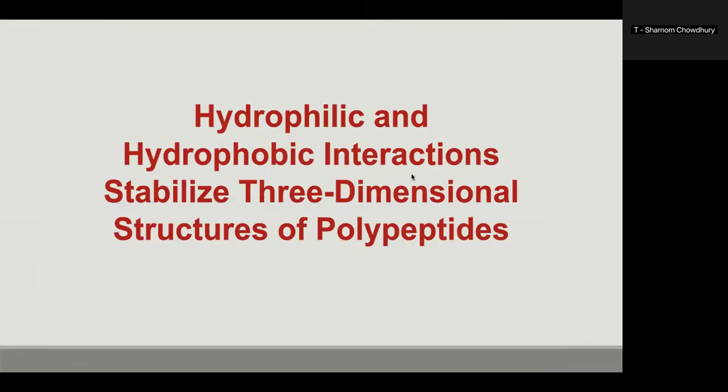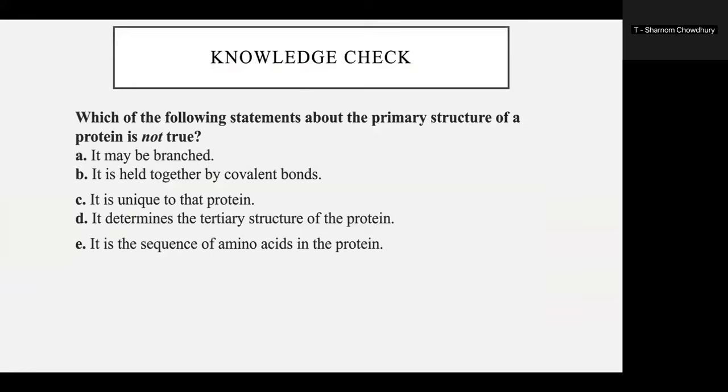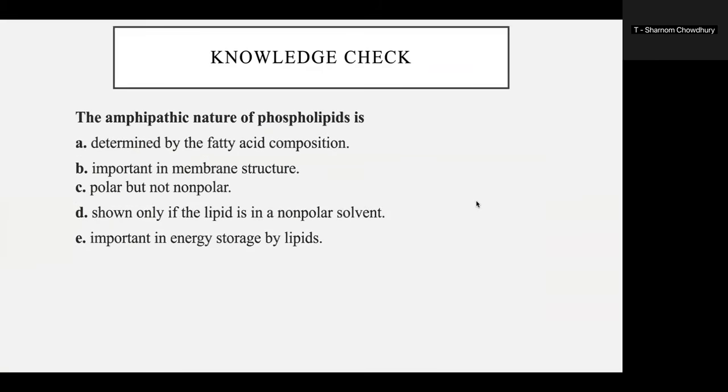So the correct answer was, I believe, A. Yeah, the correct answer was A. So the primary structure cannot be branched. And as mentioned before, it does determine the tertiary structure and it is unique to whatever protein.